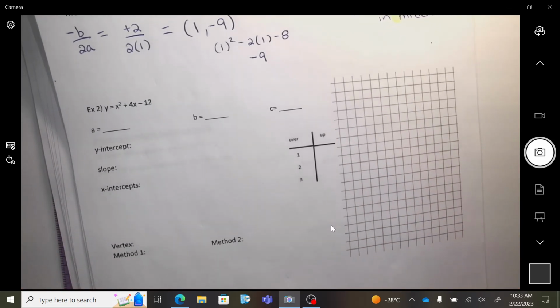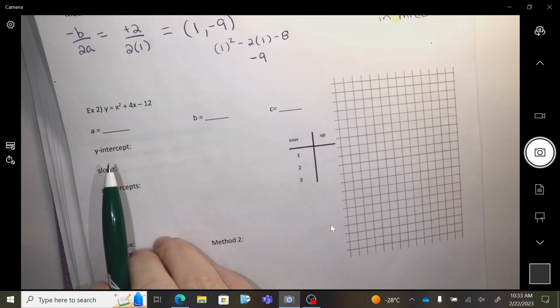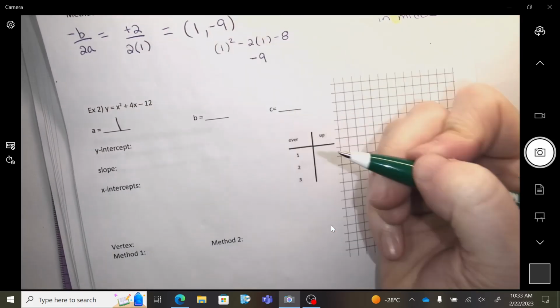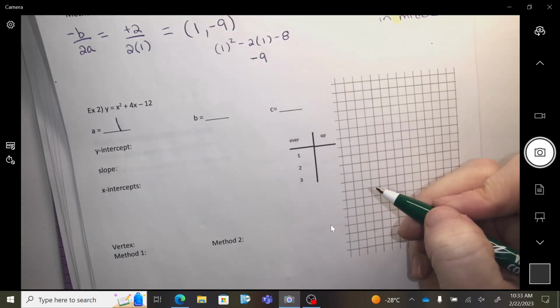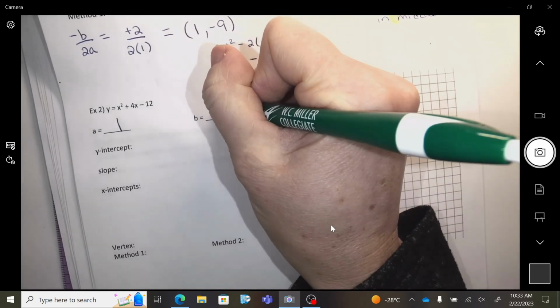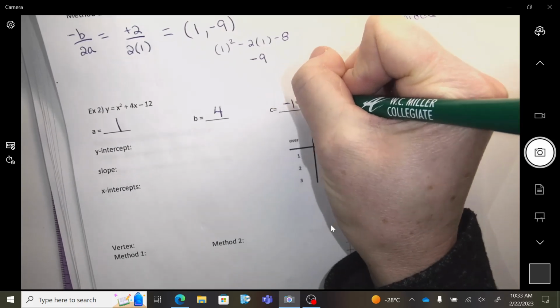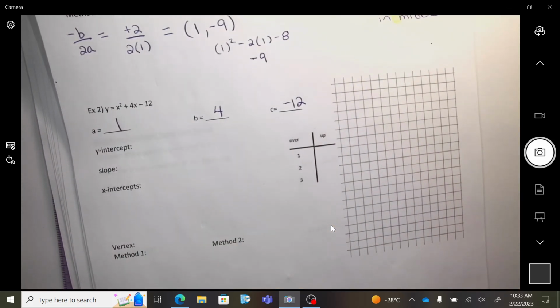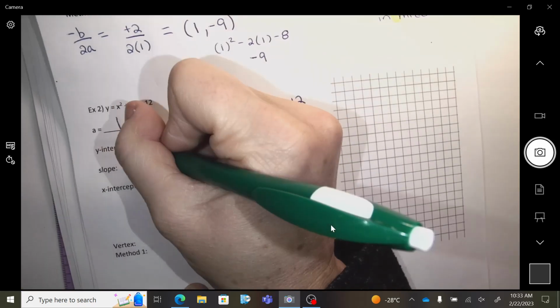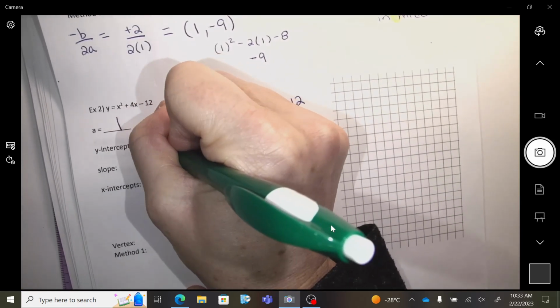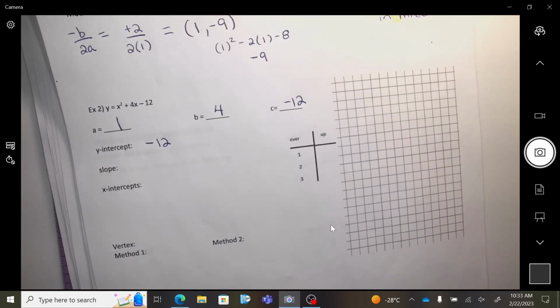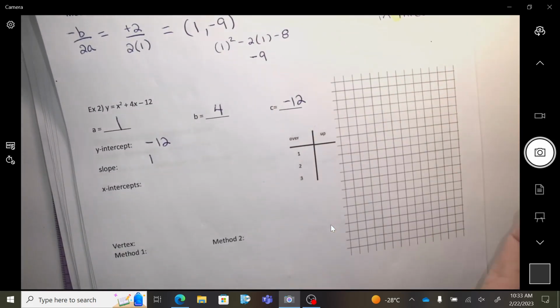Okay, this example is exactly the same. So let's see if we can do it a little bit faster. A equals 1. How many x squareds do I have? 1. I have 4 x's and I have -12 as a number. Therefore, the y-intercept is -12. The slope is 1.